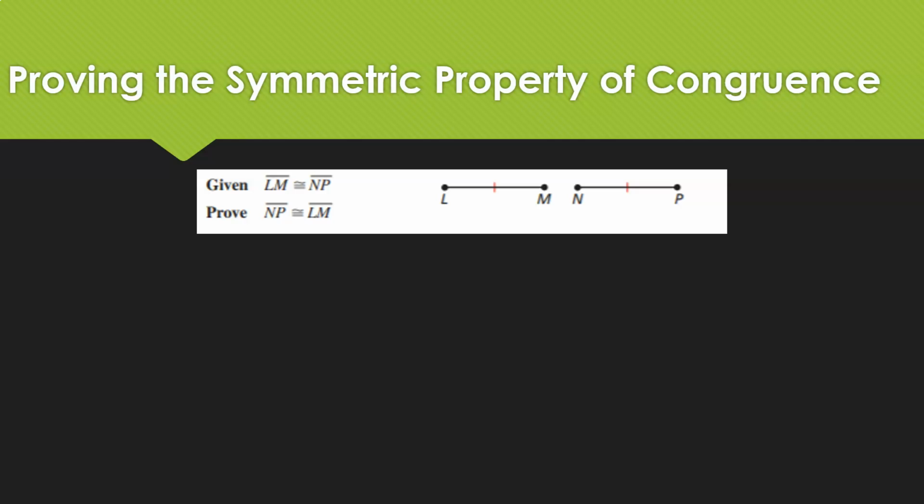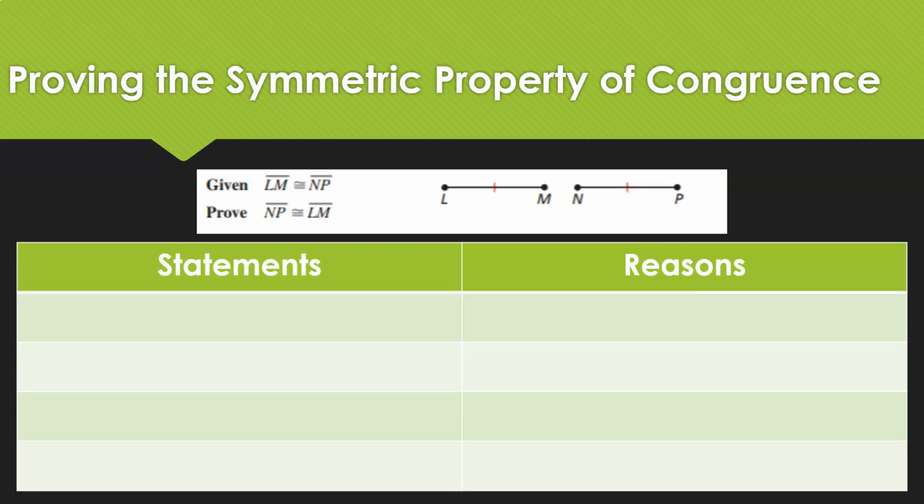My next proof is proving the symmetric property of congruence. This one is telling us line segment LM is congruent to NP. I need to prove that NP is congruent to LM. So I'm going to start off with my statements and reasons. My first statement is always what they gave me. LM is congruent to NP, that was given.